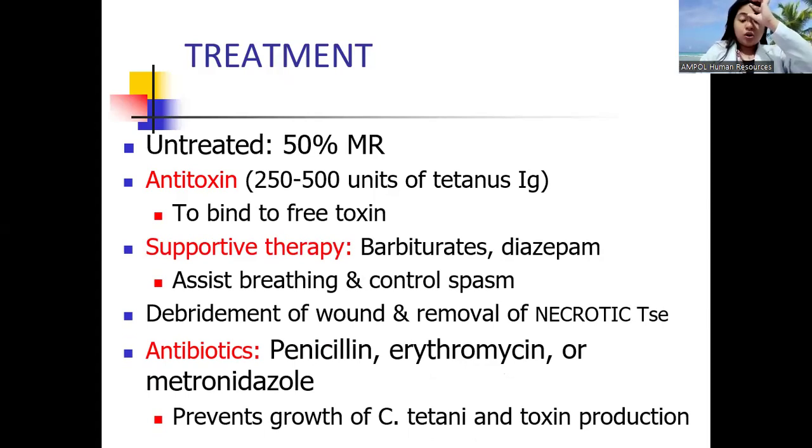We can also do antibiotic therapy, though it is not indicated. But it prevents the growth of Clostridium tetani. So it can be both antimicrobial agents or antibiotics plus your tetanus IG or the tetanus immunoglobulin.